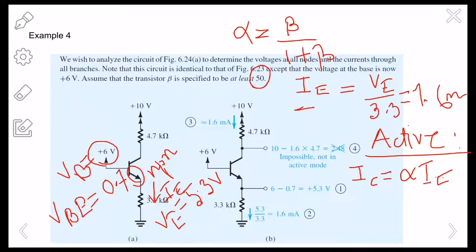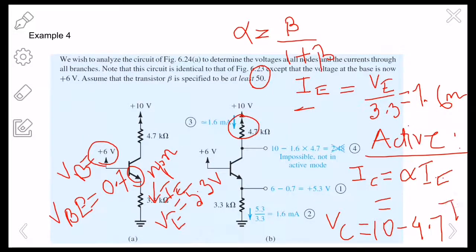So if I calculate the value of IC now, I easily find the value of IC. Then with the help of IC, if I calculate the voltage of the collector, that is VC, I find that it would be a drop across this resistance. So 10 minus 4.7k into IC, so 10 minus 4.7 times IC.